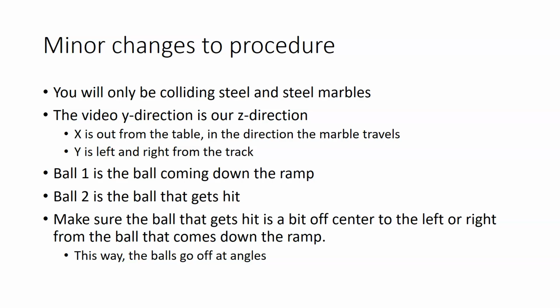Now make sure that the ball that gets hit is a bit off-center to the left or right. Remember, they do need to be at the same height, the same elevation, so we don't turn this 2D problem into a 3D problem, just like they talked about in the video. But make sure that post is a little bit off-centered to the left or right. That way, when the ball comes down the ramp and collides, those two balls go flying off at different angles. If you have them in a straight line, you are doing a one-dimensional collision, and that's not this lab. You need a two-dimensional collision.